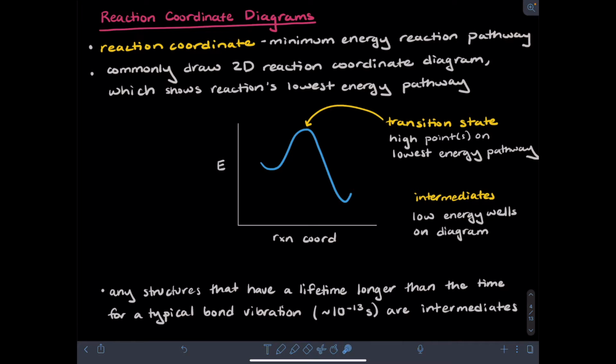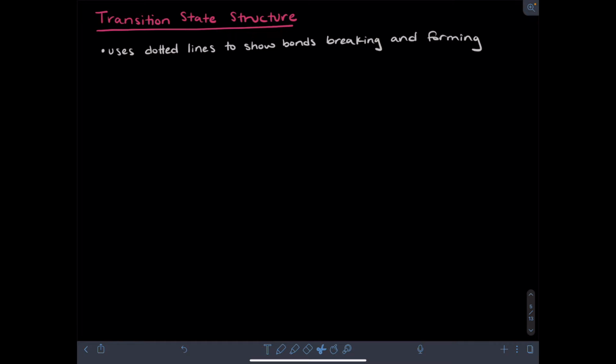This timescale is 10 to the power of negative 13 seconds, an extremely short timescale. Anything that lasts longer than this is going to be an intermediate and a low energy well rather than a transition state. To draw transition state structures, we'll use dotted lines to show bonds that are breaking and forming.